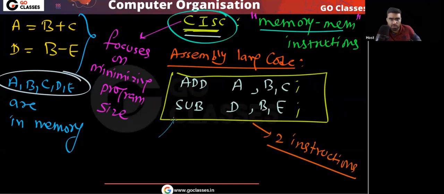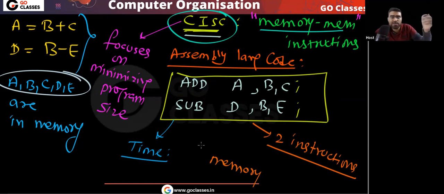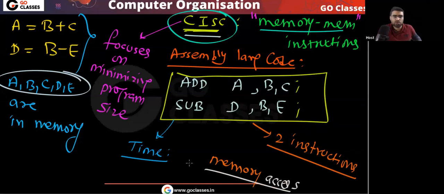But now you tell me, how many main memory accesses? How much time will it take? Because remember, memory access is the most expensive operation in terms of time. You already know this. When you access the main memory, it will take many clock cycles. So accessing main memory is very expensive from the execution time point of view.